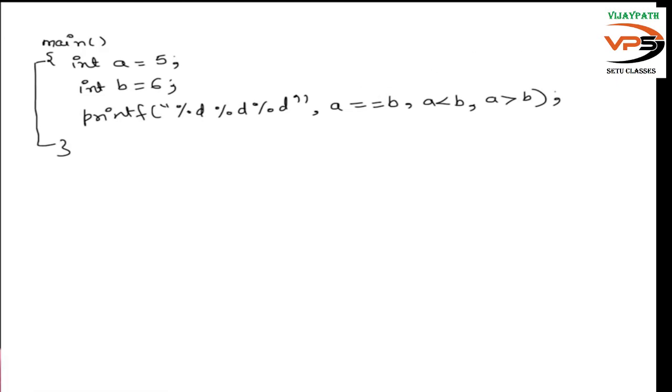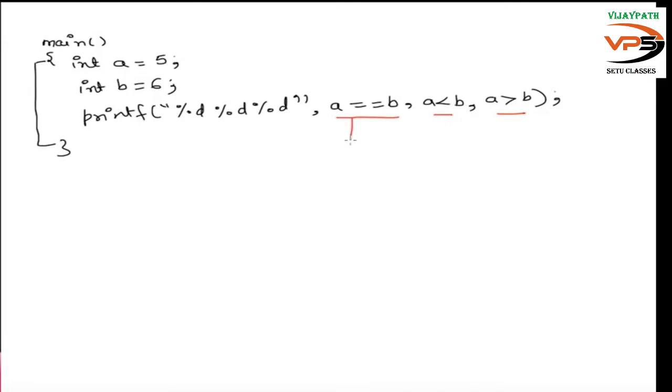Now in this program you can see we are having two variables, variable a and variable b, and in the printf statements, the first, the second and the third, I am comparing their values. So the value of a is 5 and the value of b is 6. In the first statement I am saying, is a equals b, right?